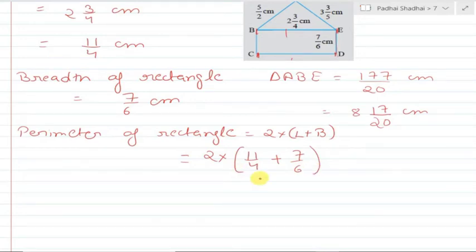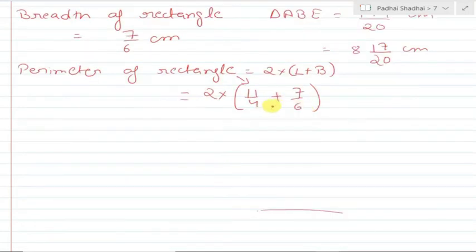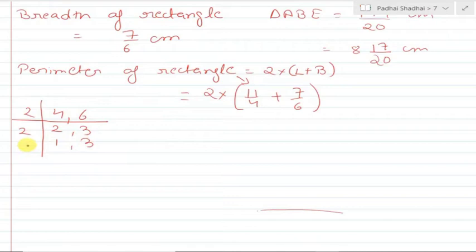We will need to take the LCM of the denominators, that is 4 and 6. So the LCM of 4 and 6: first we divide by 2, 2 2s are 4 and 2 3s are 6, again by 2, 2 1s are 2 and 3 as it is, 3 1s are 3. So the LCM will be 2 into 2 into 3, that is 12.